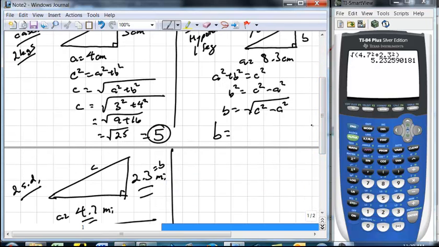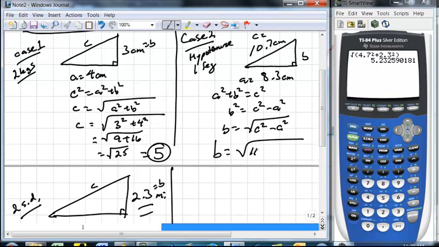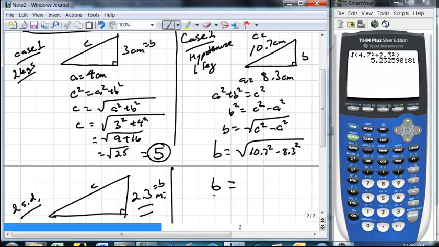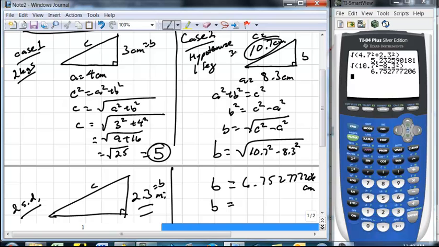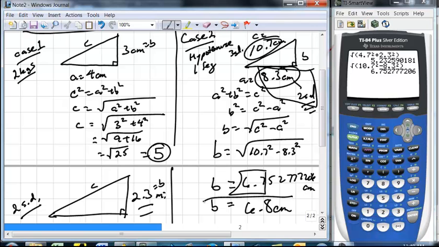With our specific numbers, this is 10.7 squared minus 8.3 squared. And again, let's assume these are measurements, so these are not exact figures, but rounded off to start with. So we'll have to round off our answer. So we do this on the calculator. Square root of 10.7 squared minus 8.3 squared. And that turns out to be 6.752777206. I usually like to go ahead and write down all the digits so you can see what you got on your calculator, but then round it off. Notice this one is 3 significant digits, and this one down here is 2 significant digits. So the weak link is this, 2 significant digits, so we round off here to 6.8 centimeters and leave our answer like that.